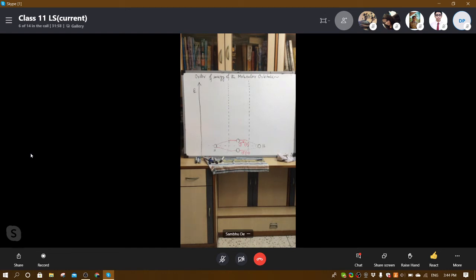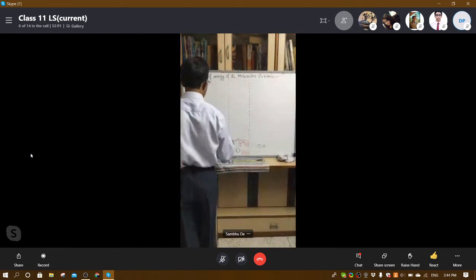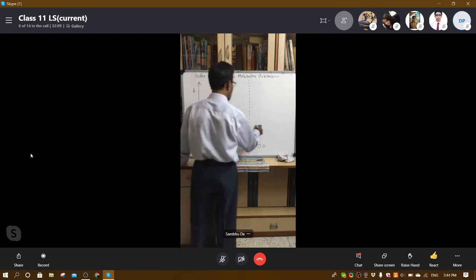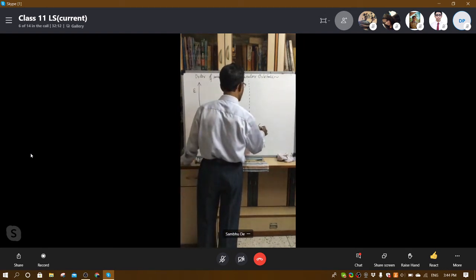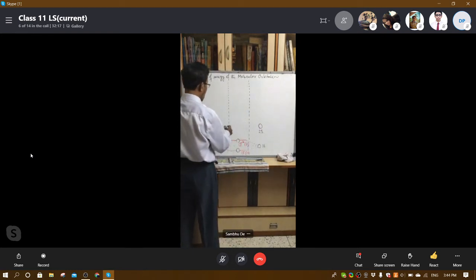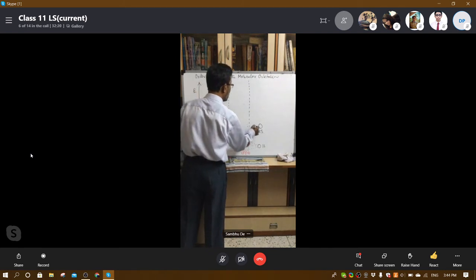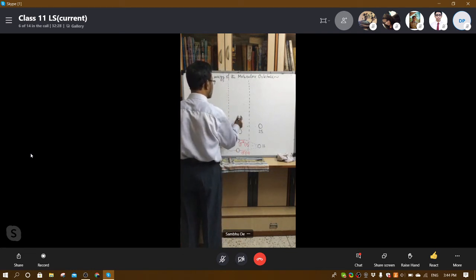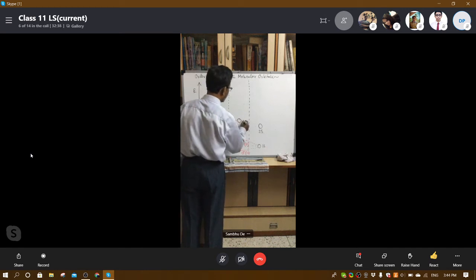Then the second case, when 2s will overlap, I write here 2s. Here also I write 2s of the other atom. And then more or less at the same level, here I write 1, here I write 1, and then join by dotted lines.